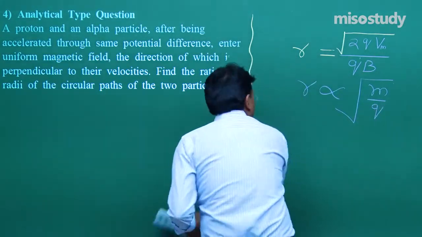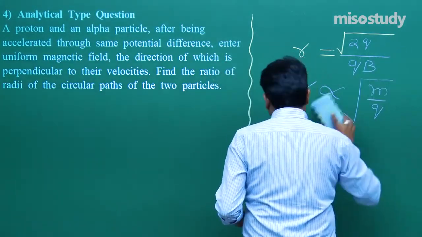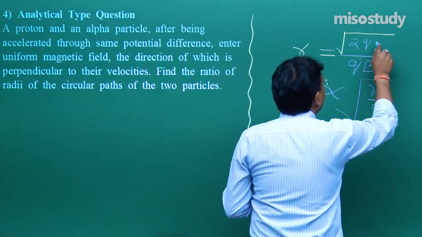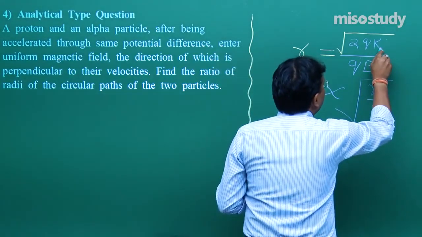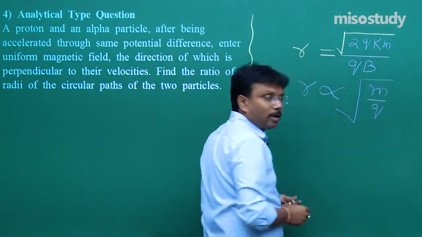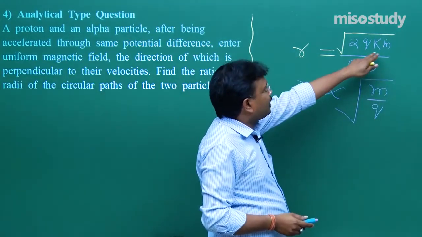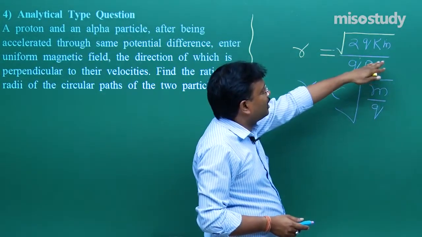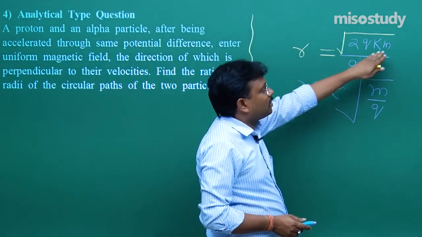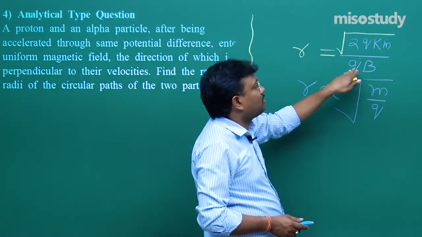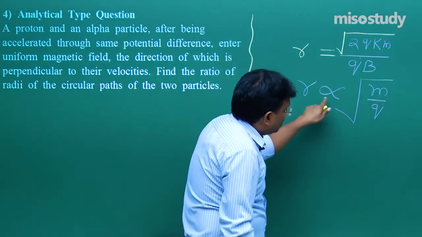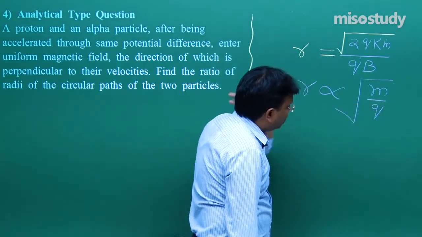I think I should change this formula in this fashion. Basically, it is either Vm or you can write it Km. Both ways you can write it, because the kinetic energy is the same, 2 is constant, meaningless. Mass B is also the same, only the difference is mass and this charge. So, R is directly proportional to m upon q.